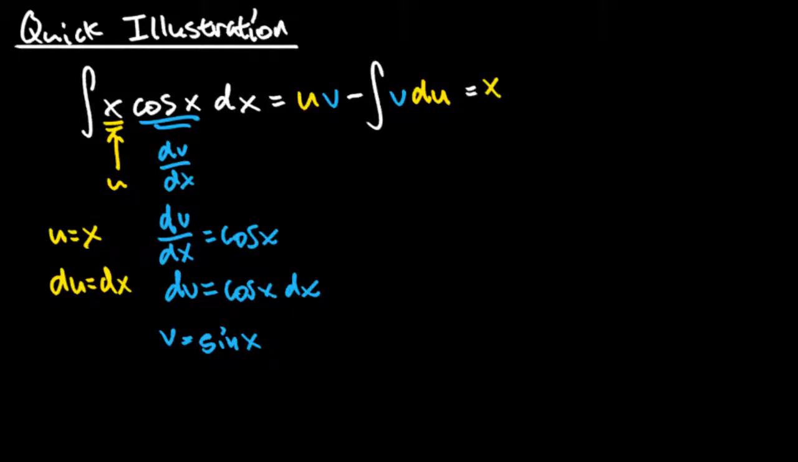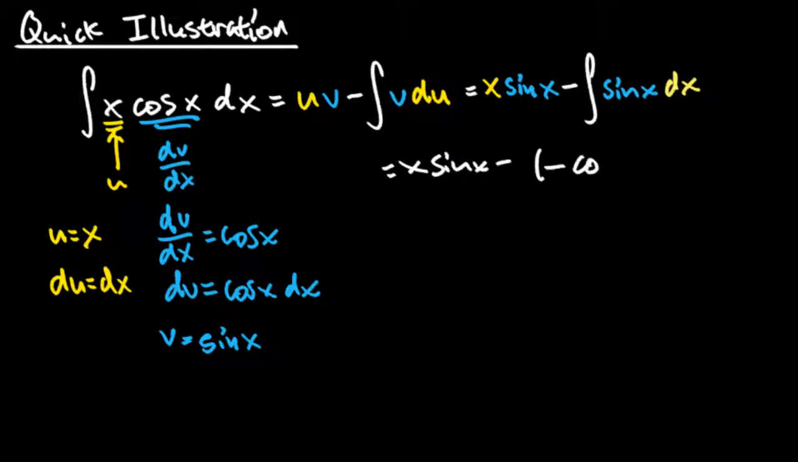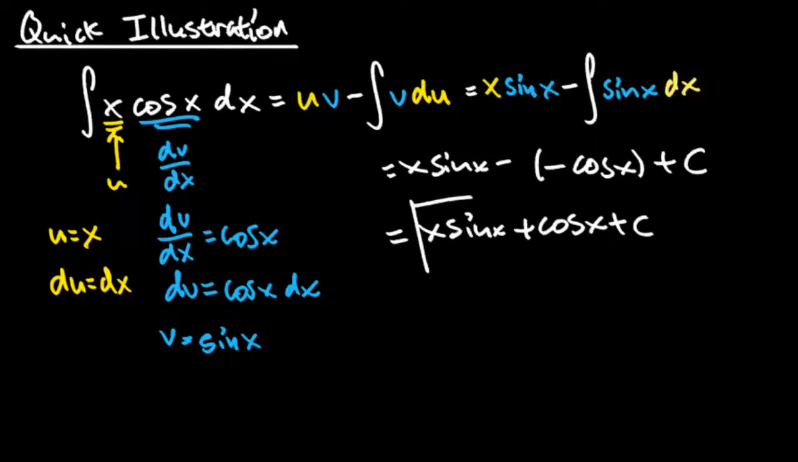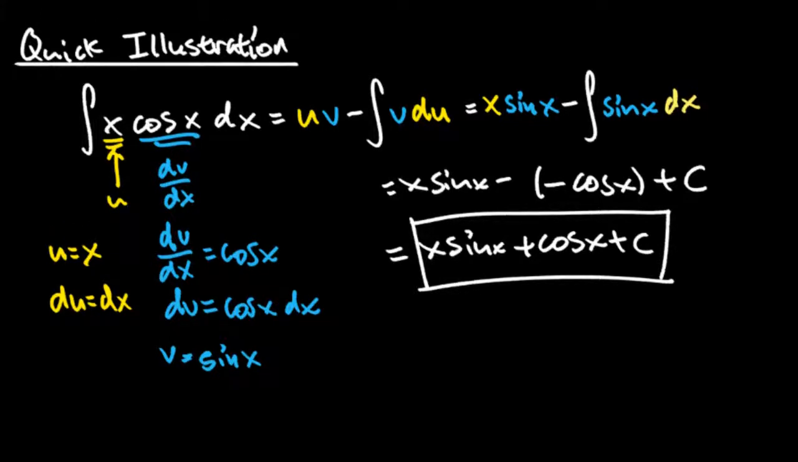What is u? That's x. What is v? That's sine of x, minus the integral of v, which is, again, sine of x, and then du, that is dx. Okay, that makes things easy, right? x sine of x minus negative cosine of x plus c equals x sine of x plus cosine of x plus c, and that is the integral. So now I'm going to go back up there, have you copy that down, go back down here, you can take a picture if you need to, and then we'll move on.